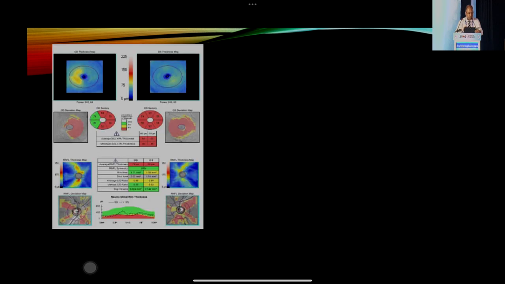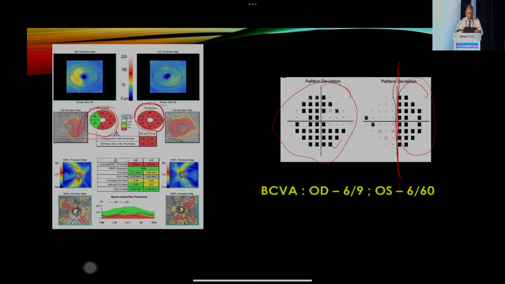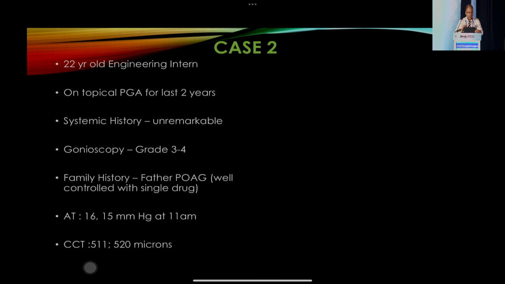So now we look at the OCT. OCT RNFL shows total thinning in the left side, and in the right side also there is advanced damage. Now when we look at the perimetry, in the right eye, we see that there is a temporal hemifield defect, and in the left eye, the defect is much more diffuse. So now we know that when there is respecting of the vertical midline, we are looking at something beyond glaucoma. Also, the last clue, the vision in the left eye is 6/60, whereas in the right eye, it's 6/9. So basically, we were looking at a tumor compressing the pre-chiasmatic segment of the left optic nerve, and hence these changes. Now, the second case.